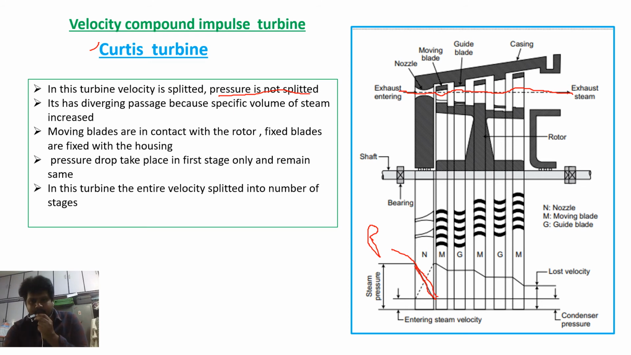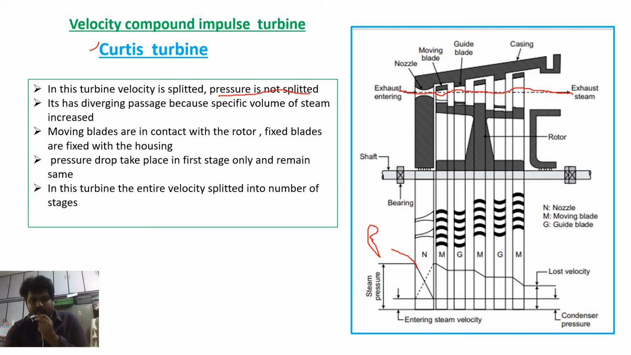From the nozzle it will enter into the moving blade. So here you can see it enters into the moving blade. As we know, in the impulse turbine, when steam flows through the blade, there is no change in the pressure. Here pressure is constant. So here the pressure line is constant.